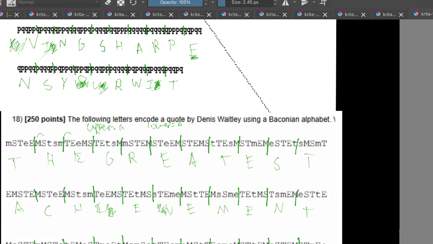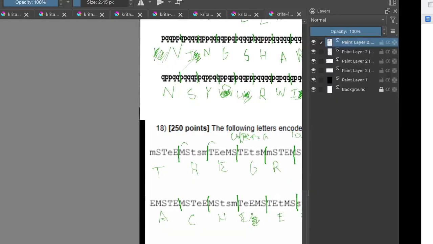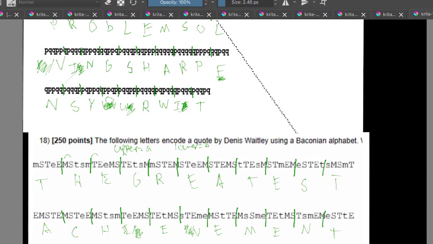BAABA is T. ABBAB. ABBAB. O. ABBAB. So it's O. BAABB. BAABB is a U or a V. This is a T. ABBBA is a P. ABAAE. BAAAA is R. And AABAB is an F.